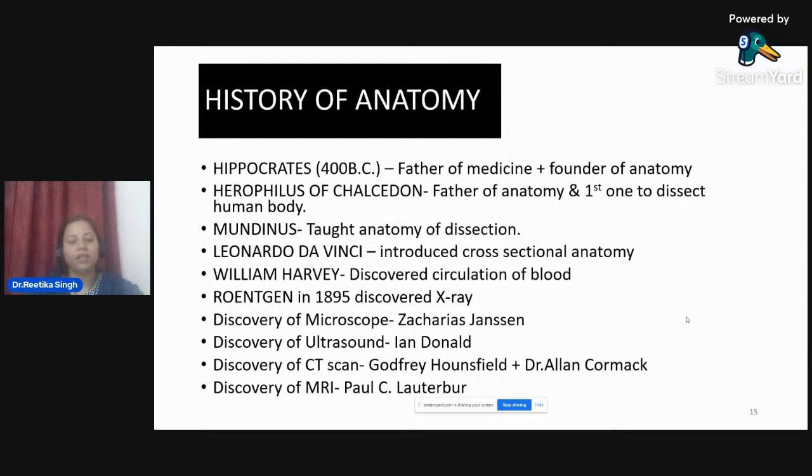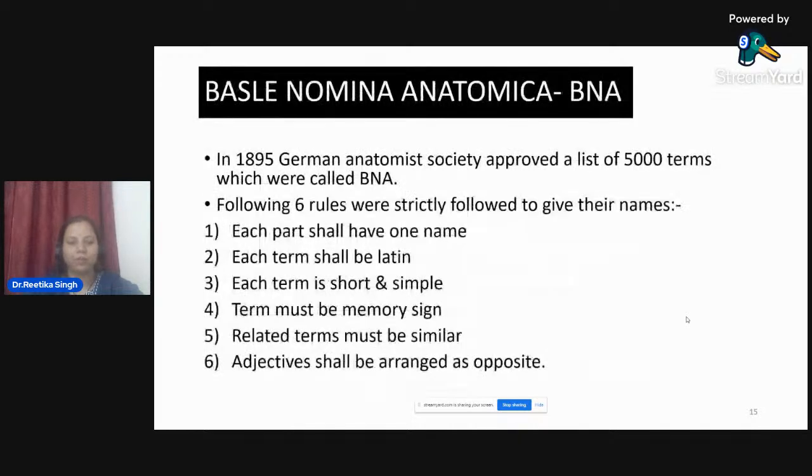Röntgen in 1895 discovered X-ray. Discovery of the microscope is credited to Jacques Janssen. Discovery of ultrasound, Donald. Discovery of CT scan, Godfrey Hounsfield and Dr. Alan Cormack. Discovery of MRI by Paul C. Lauterbur.